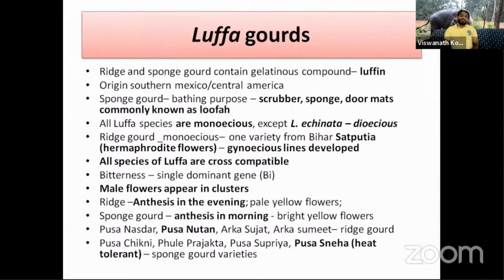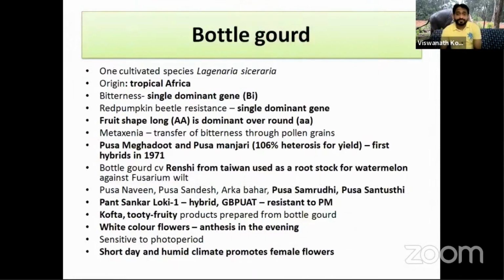Pusa Nutan is a new variety of ridge gourd, and Pusa Sneha is a heat-tolerant sponge gourd variety. Previously they used to ask about Pusa Chikni, the variety of sponge gourd. Now the new variety is Pusa Sneha, and the new variety of ridge gourd is Pusa Nutan. And bottle gourd also originated in Africa, along with the melons. In all cucurbits, the bitterness is due to a single dominant gene, and red pumpkin beetle resistance is also governed by a single dominant gene.